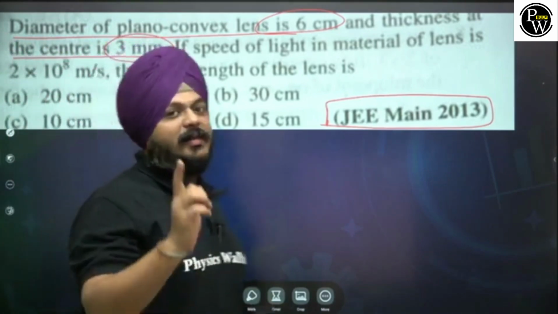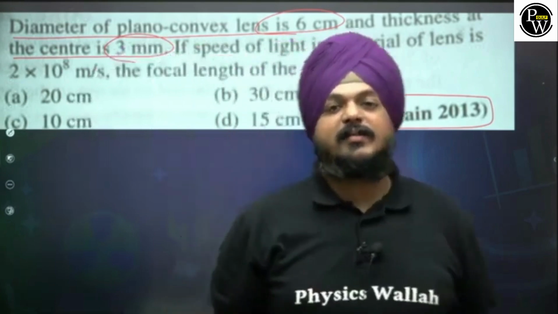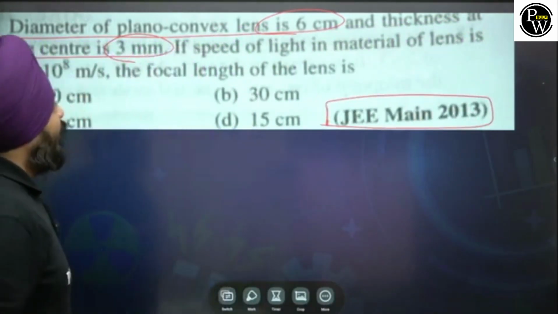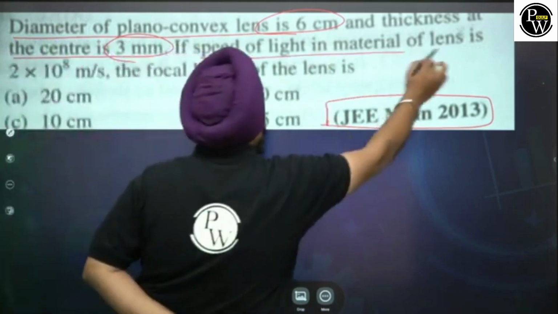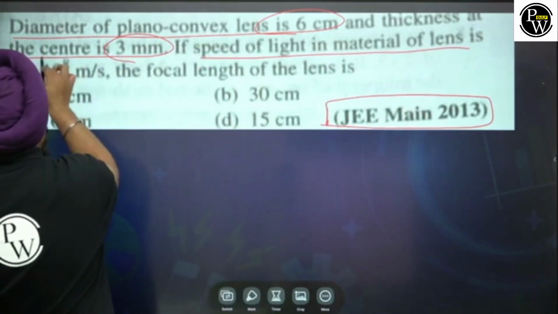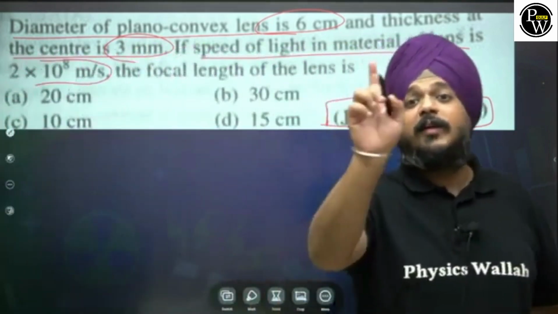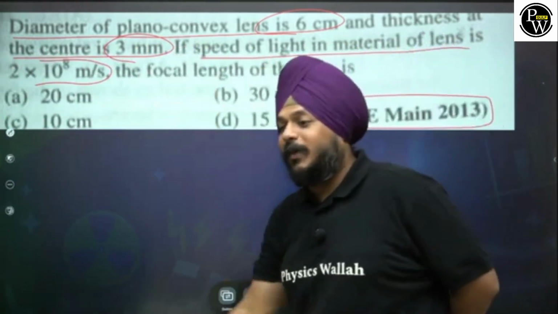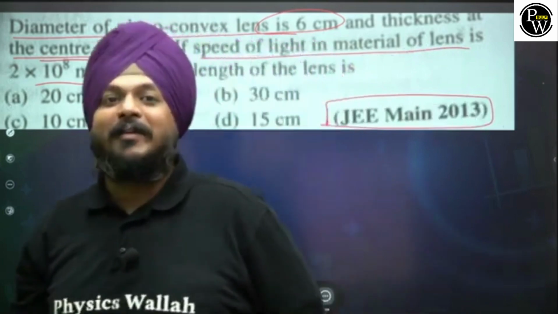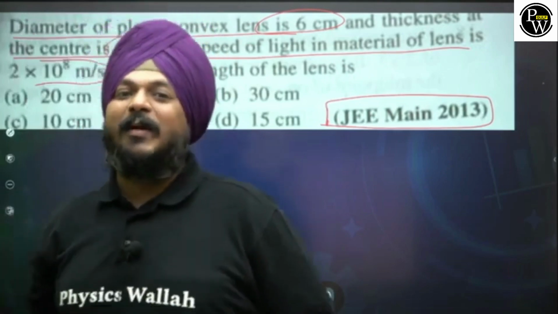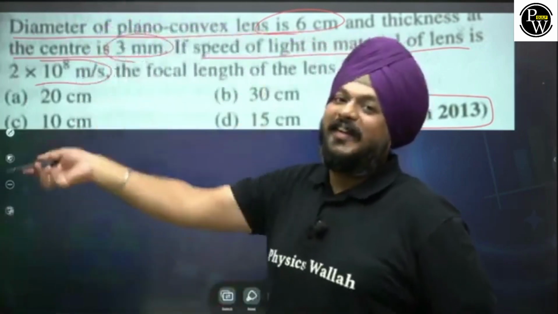Okay. The first thing that is given is the diameter as 6 centimeter. The second is 3 mm as the thickness. The speed of light in the material of the lens is 2 into 10 to the power 8. See how smart they are. They have not given the refractive index of the material. They have given the speed of light in the respective medium, so that you have to find the refractive index.